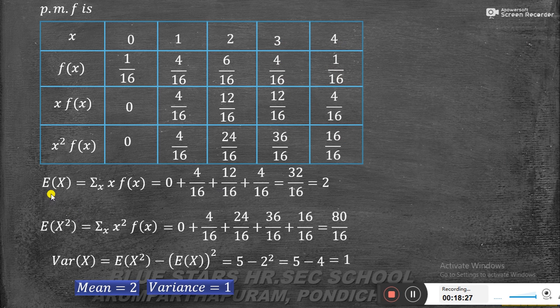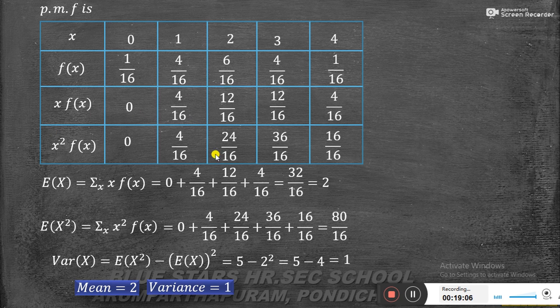So now we calculate the mean. Mean means E of x, the expectation of x, equal to the summation of x into f of x. Now I add all the values: 0 plus 4 by 16 plus 12 by 16 plus 12 by 16 plus 4 by 16. 4 plus 12 is 16, 16 plus 12 is 28, plus 4 is 32, so 32 by 16.